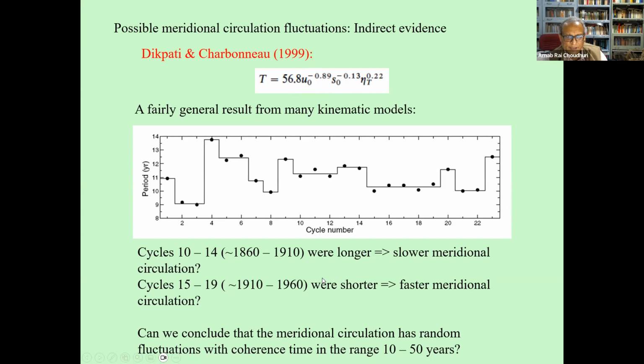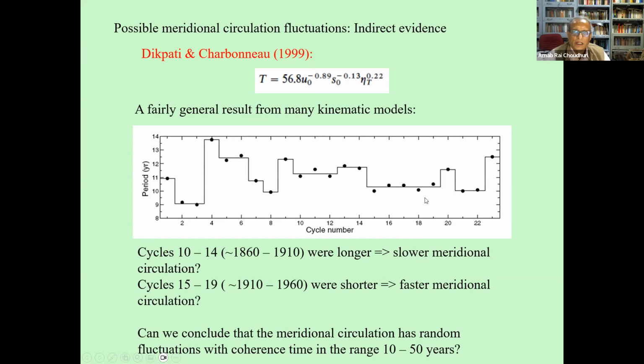And you can see that cycles 10 to 14 had a somewhat longer duration than 11 years. So presumably the meridional circulation was slower there, which lengthened this period. And then for cycles 15 to 19, we see that their durations were somewhat shorter than 11 years. So presumably the meridional circulation was faster, which made the cycles shorter.